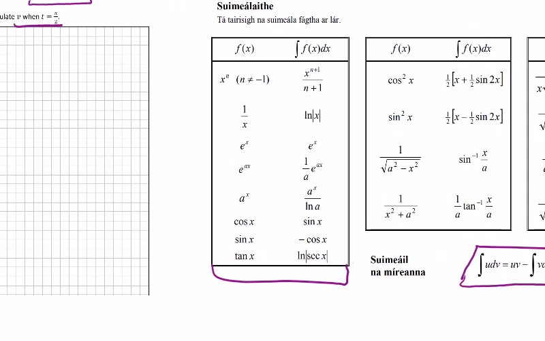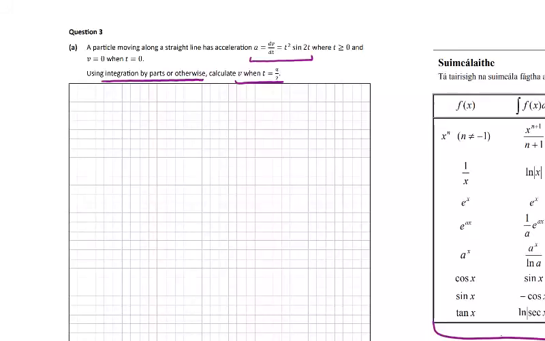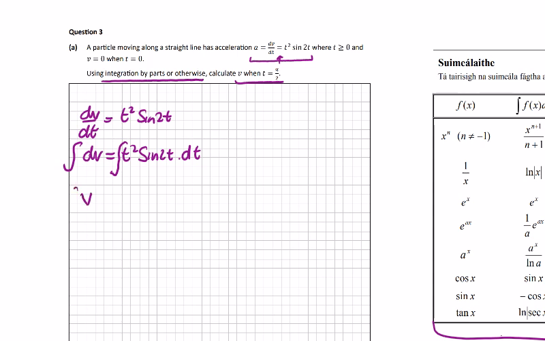So if we set this up from here to say that dv dt is equal to t squared sine 2t, we can write dv is equal to t squared sine 2t dt. You could obviously do this in one step, and if we integrate both sides, the left hand side will give us v. So we need to simplify the right hand side down using integration by parts, LATE.